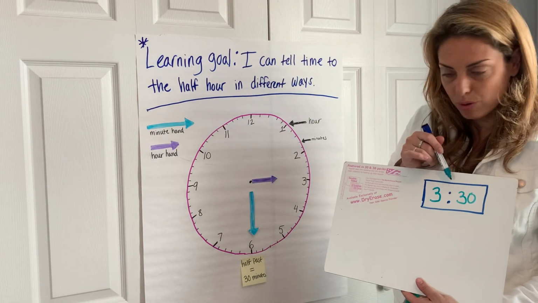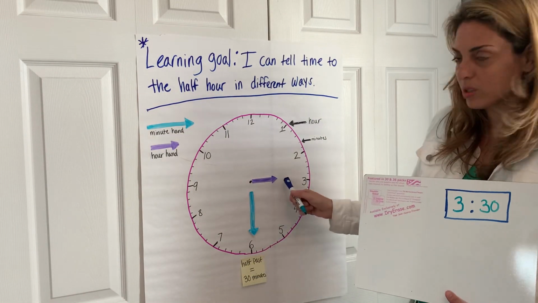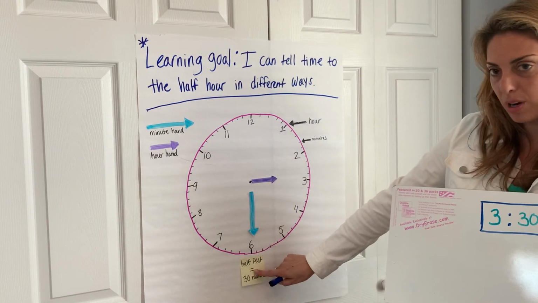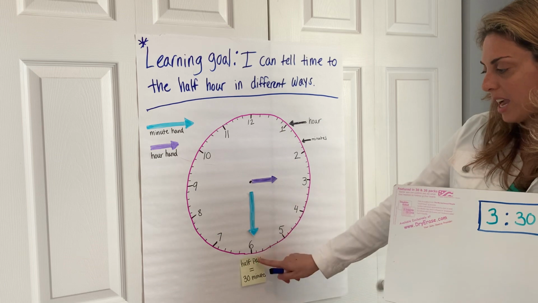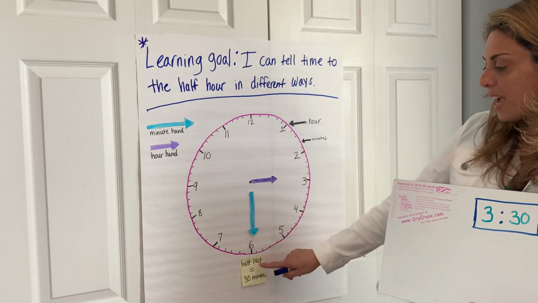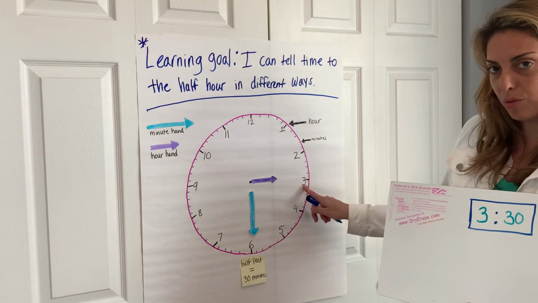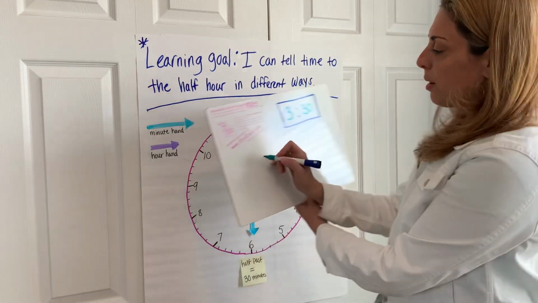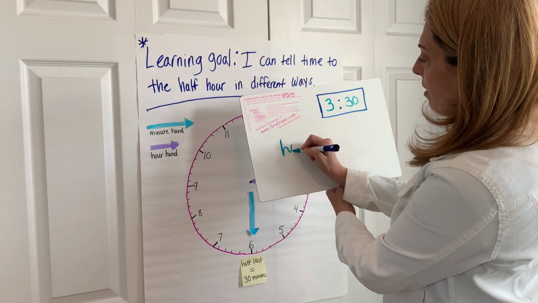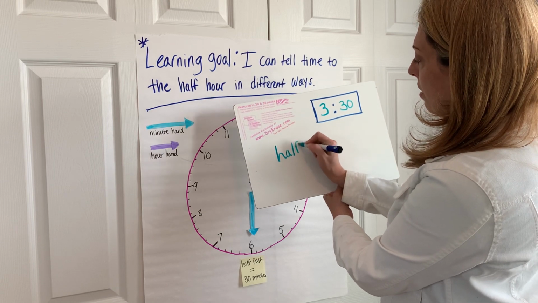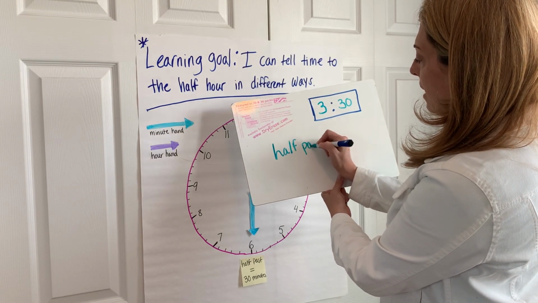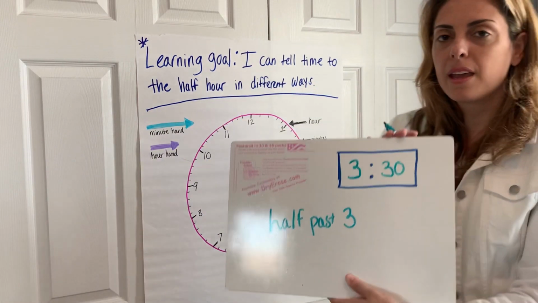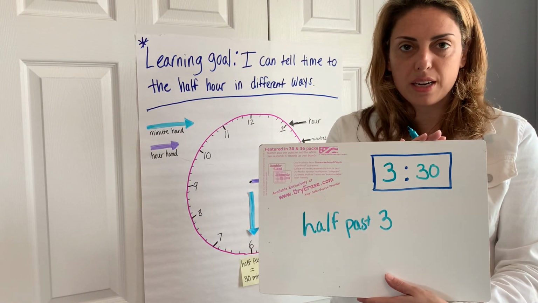So now I have 3:30, and here it shows on the clock 3 o'clock, and it's 30 minutes. Remember I said when the arrow is pointing down into half. So we would say it is half past 3 o'clock. So here I would write right here, half past 3. So that is one way to write it.